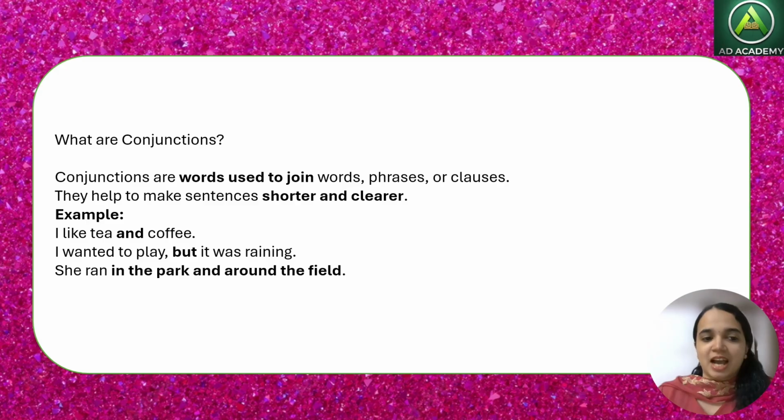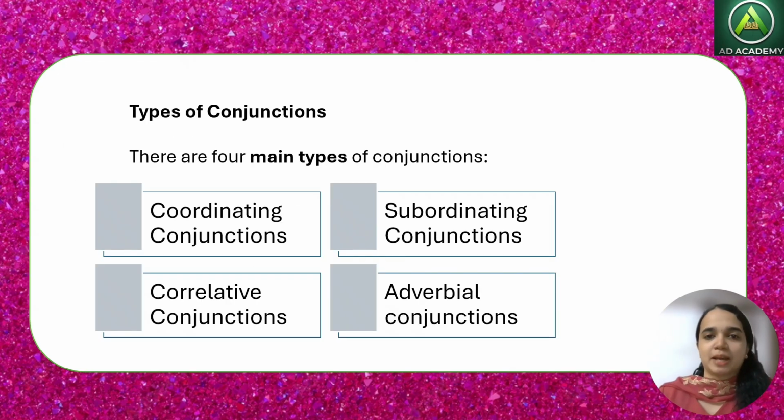But in the second sentence, I wanted to play, but it was raining. Here we can see two independent clauses that are connected with the conjunction to denote some contrast, as the person wanted to play, but it was raining. We can also use conjunctions to denote such contrast. Third sentence: she ran in the park and around the field. Can we consider the second part after the conjunction as an independent clause or independent sentence? No, we cannot consider it so, as it's not a standalone sentence and it needs some other words to complete its meaning.